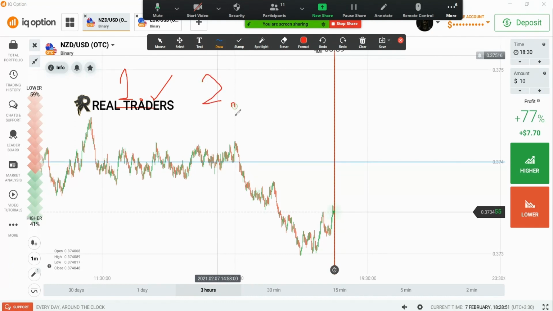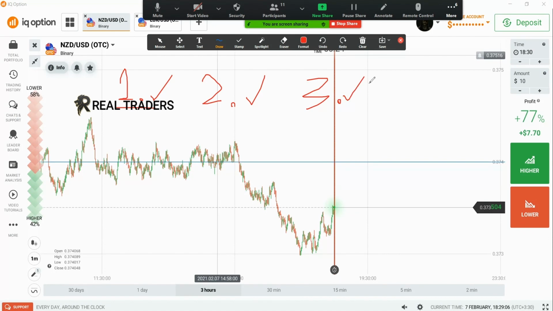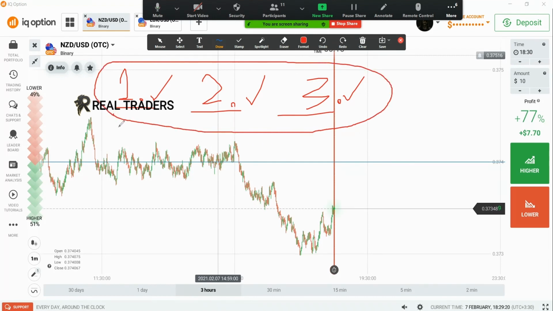The second one, if the level starts a momentum, it is a sign that the level is strong. And the third one, if the level makes a very strong candle. So these are the signs that the level is strong, and we need to trade with this level.